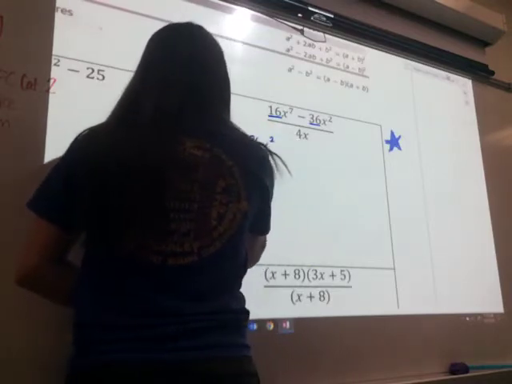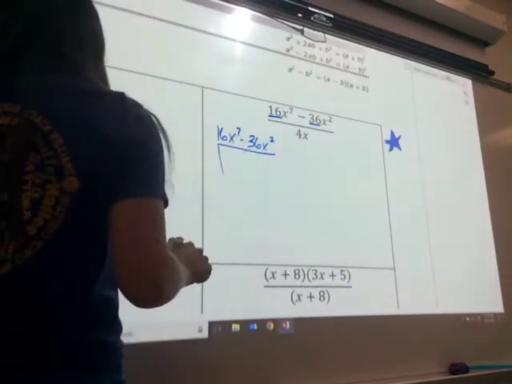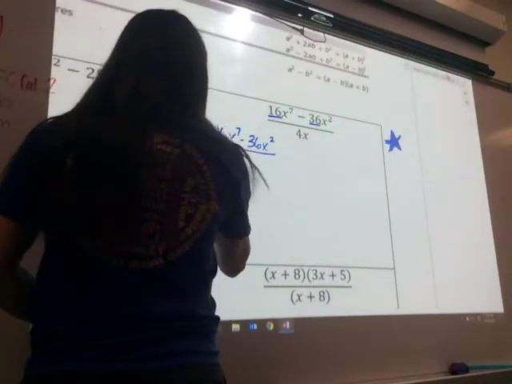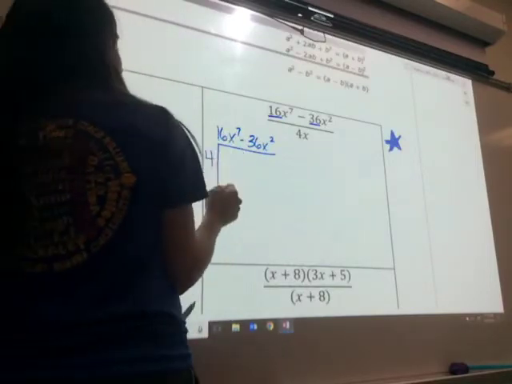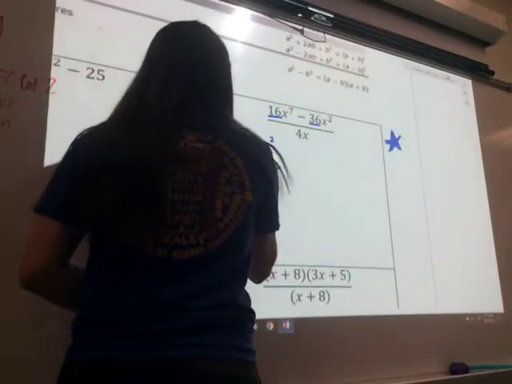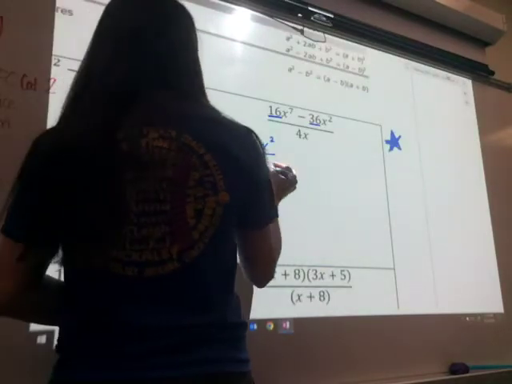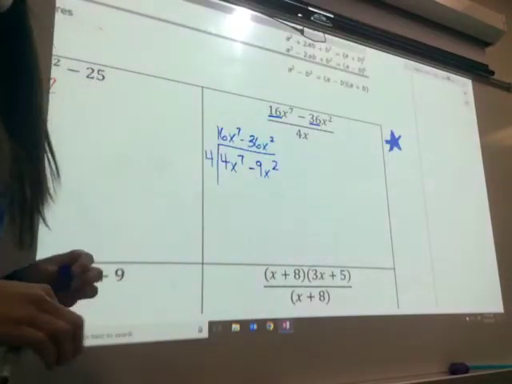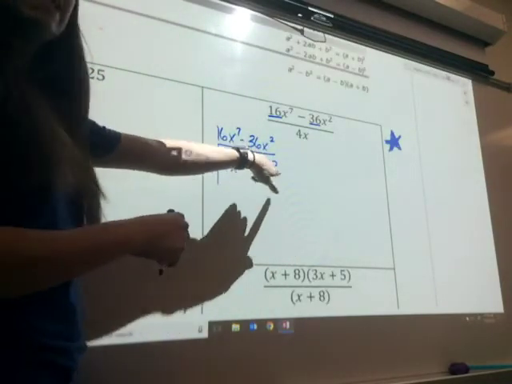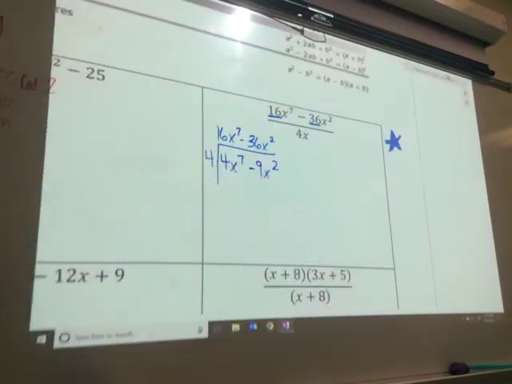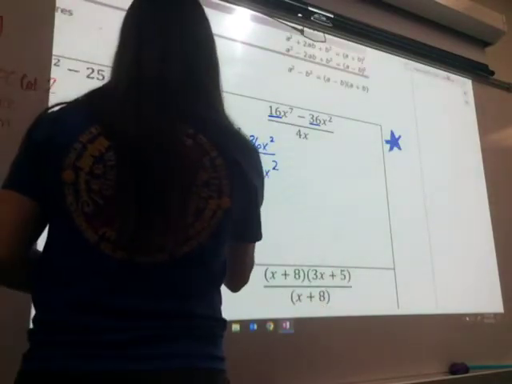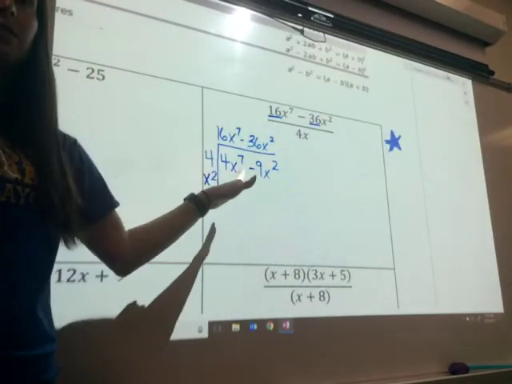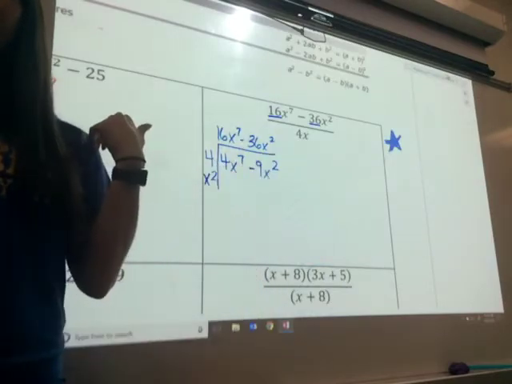Okay? 16 and 36, do they have 8 in common? I don't think they have 8 in common, but they do have something else in common. 4. How many times does 4 go into 16? Okay, bring down that x7. How many times does 4 go into negative 36? Negative 9 times. Do 4 and 9 have anything in common? No. But does x7 and x squared have anything in common? What? X squared. You take the littlest one. Which one's the littlest? X squared, and you pull it out.